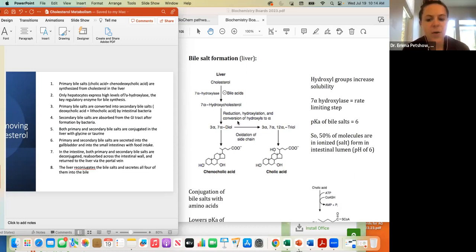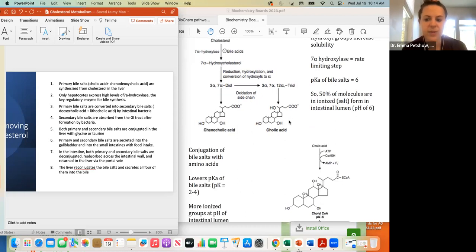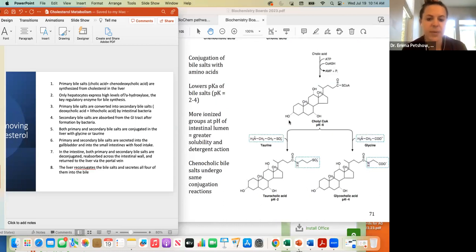Okay. Once you have your primary bile salts, they are converted into secondary bile salts via intestinal bacteria, and then secondary bile salts are going to be absorbed from the gut after that formation by bacteria. So it's kind of the cycle. Your primary bile salts are what's released. Your secondary bile salts are formed in the gut lumen, and then they are reabsorbed and recycled, essentially. Both primary and secondary bile salts are conjugated in the liver with either glycine or taurine, which you can see here. So these are important amino acids in this cholesterol removal, bile acid creation step.